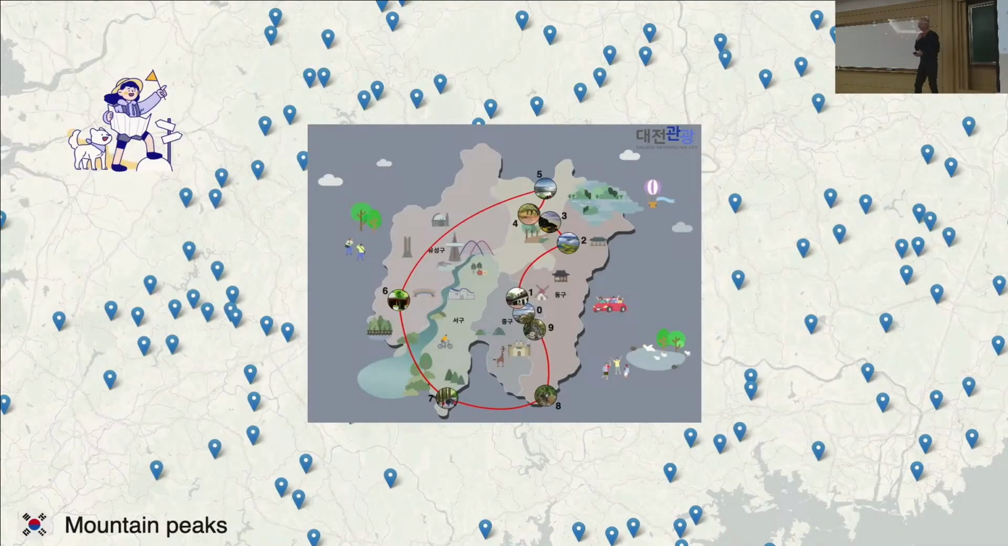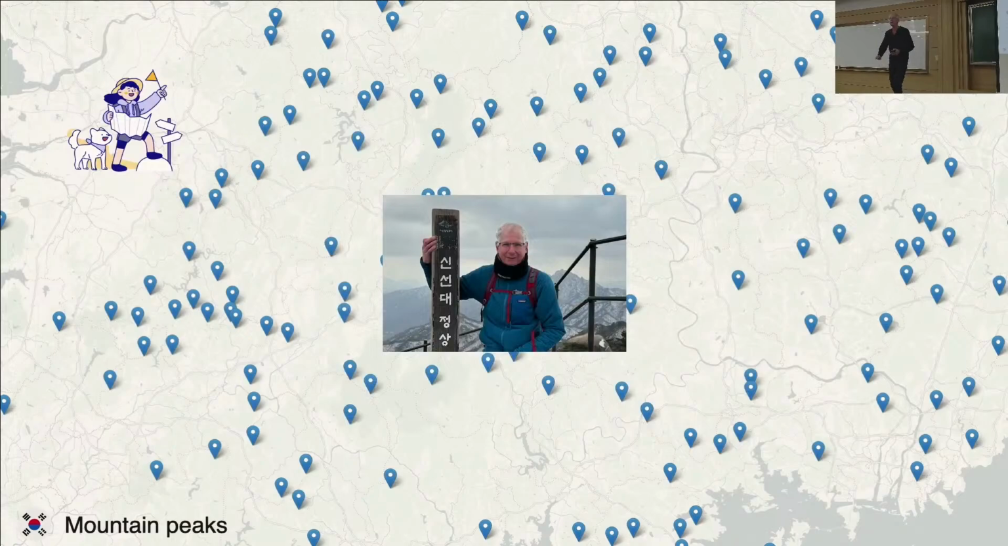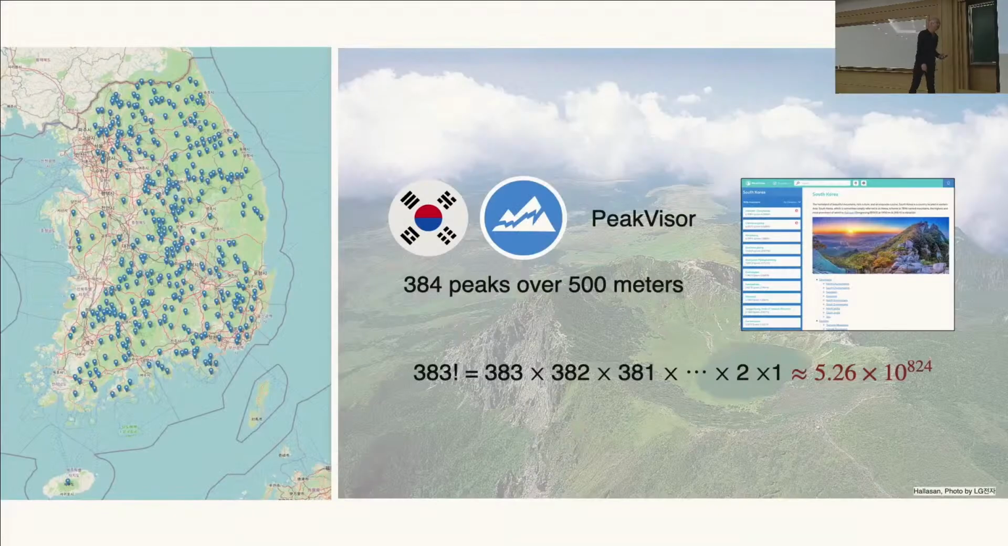In this context, that 10-point problem I said was misleading. It's 10 points, so you could check every tour. But suppose instead of visiting Daejeon, you want to, like myself, see all the high mountains in Korea. Well, there's 384 of them. So with 384, there's 383 factorial possible tours. Even if you had all the computers in the world, you can't possibly look at all of them. So it's impossible to solve the problem by looking at each tour one at a time.